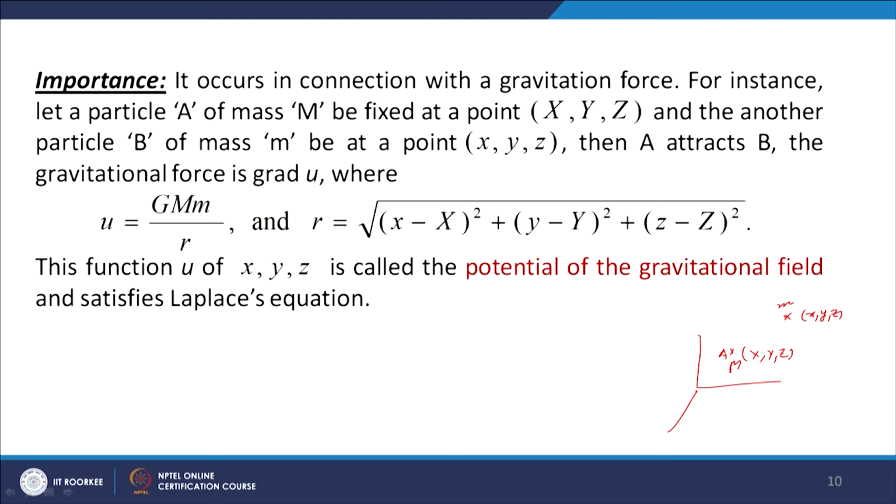The particle at A attracts the particle at B, and the gravitational force is grad u, where u is G M m over r. r is the distance between the point A and the point B, the square root of (x minus x0) whole square plus (y minus y0) whole square plus (z minus z0) whole square. This function u(x, y, z) is called the potential of the gravitational force and satisfies Laplace equation. We can show that del square u is equal to G M m times del square 1 by r, and del square 1 by r is equal to 0.